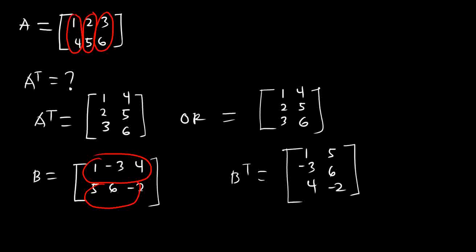Now let's go ahead and look at some properties of the transpose of a matrix. So one property is that when I multiply a scalar by a matrix and I find their transpose, it will be the same as multiplying the scalar by the transpose of the matrix. So let's look at what that means.